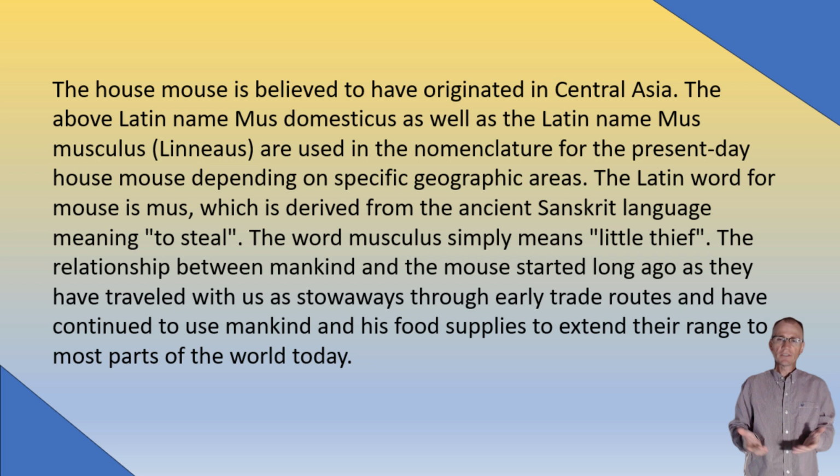The house mouse is believed to have originated in Central Asia. The above Latin name, Mus domesticus, as well as the Latin name Mus musculus Linnaeus, are used in the nomenclature for the present-day house mouse depending on specific geographic areas. The Latin word for mouse is mus, which is derived from the ancient Sanskrit language meaning to steal. The word musculus simply means little thief.